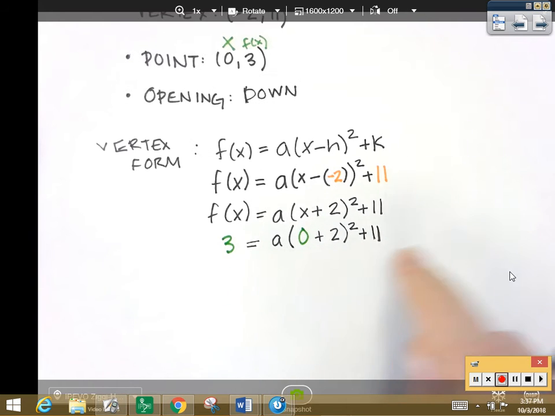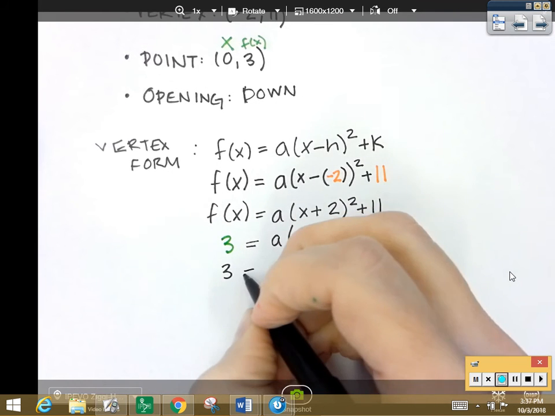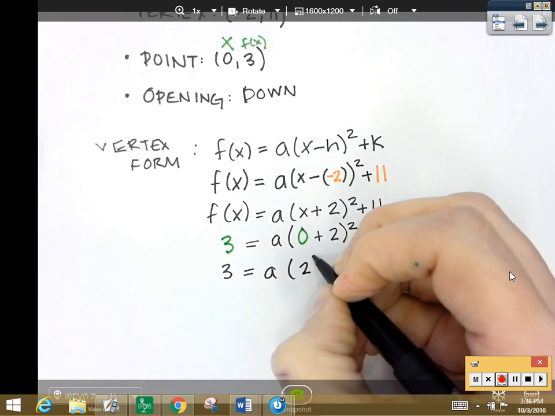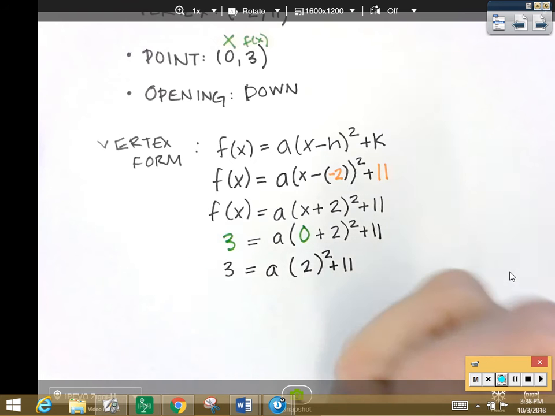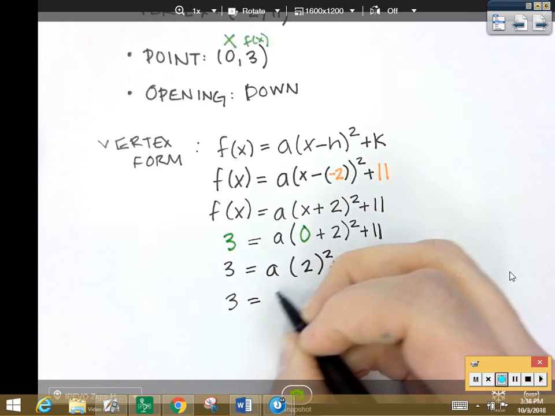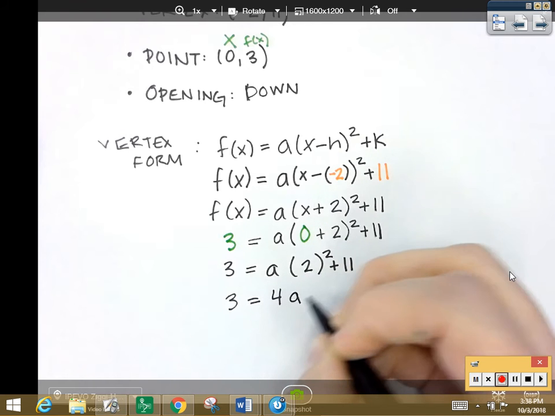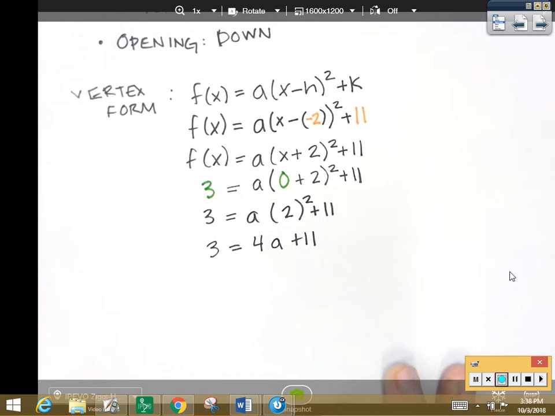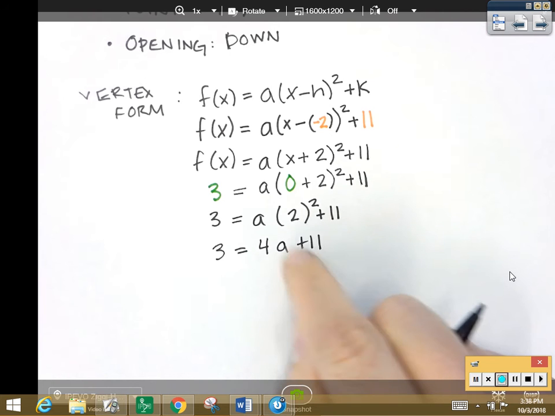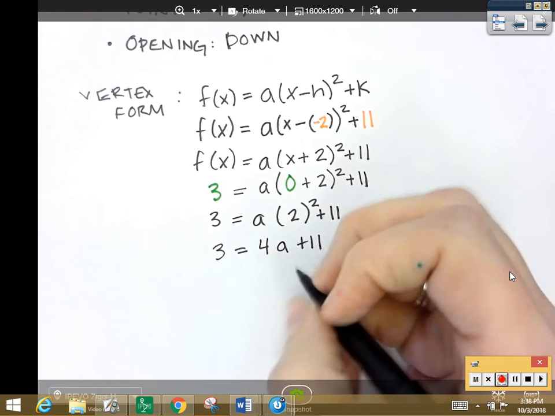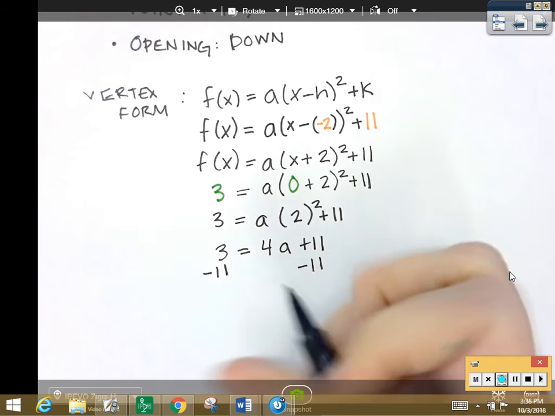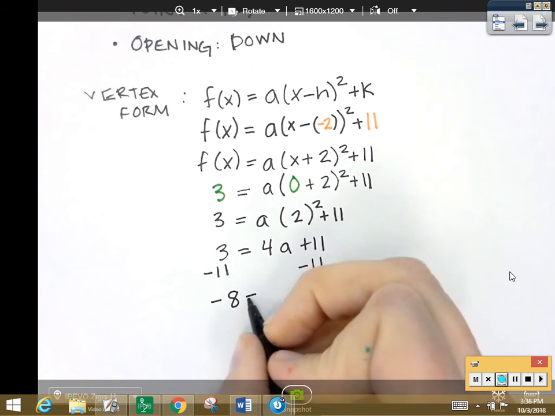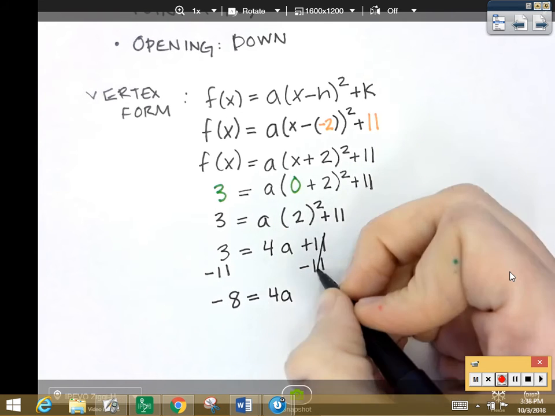So we're going to simplify first and then solve, and I'm going to start with the parentheses first. So here 0 plus 2 is 2, and then we're going to square it, plus 11, and then 2 squared is going to be 4. So instead of writing a times 4, I'm going to put 4 times a plus 11. And then if I go ahead and solve this, I'm going to do the inverse, or the opposite of adding 11 to each side, which is going to be subtracting 11. So 3 minus 11 gives me -8 equals 4a, and this 11 minus 11 cancels.